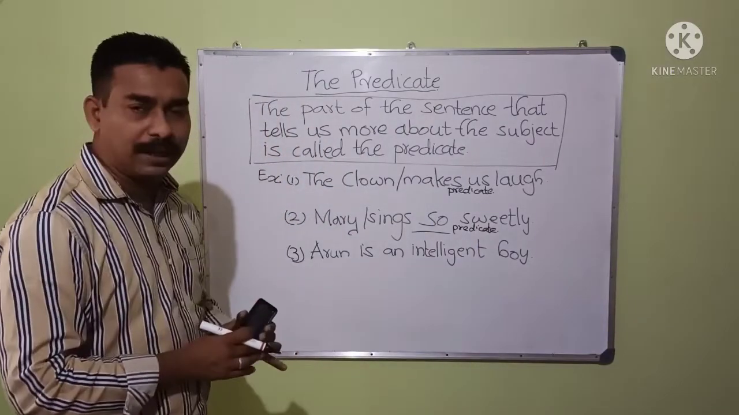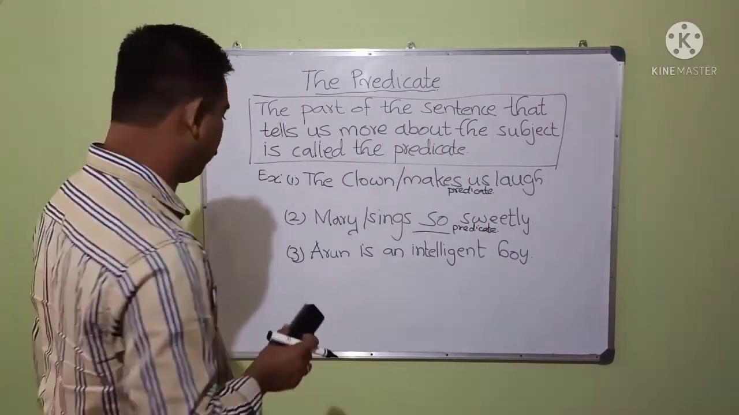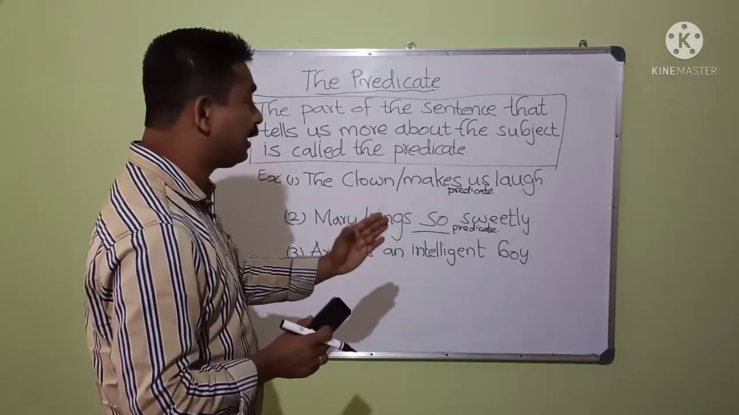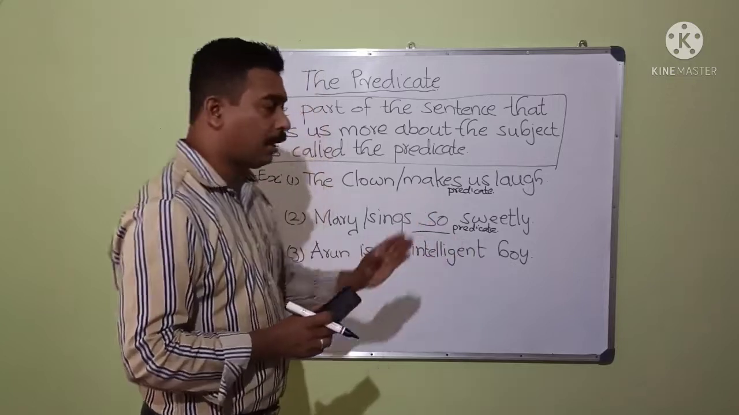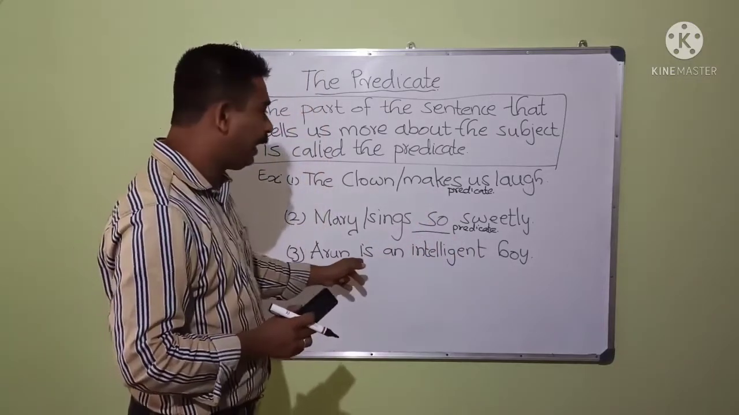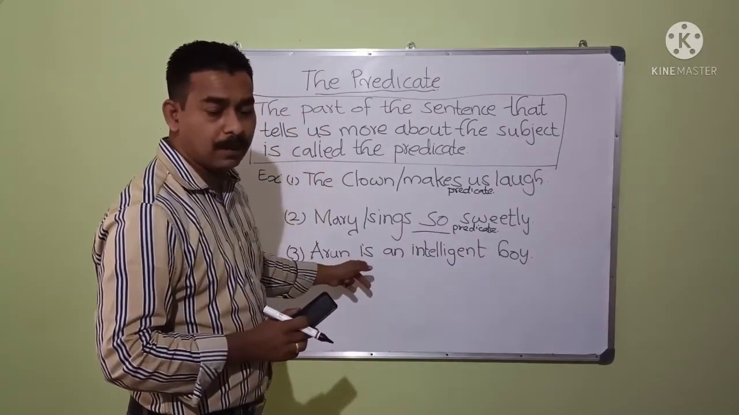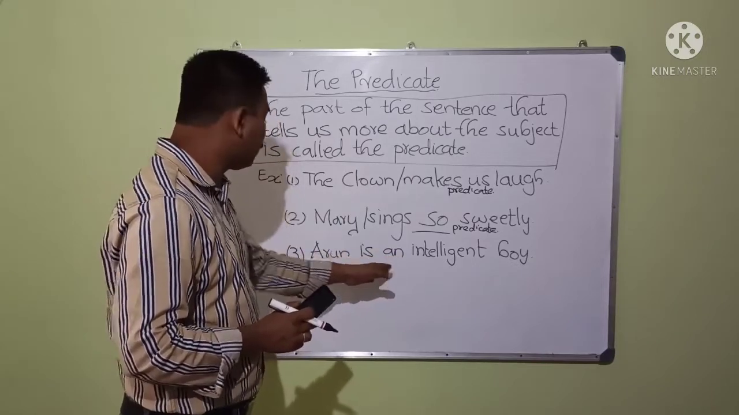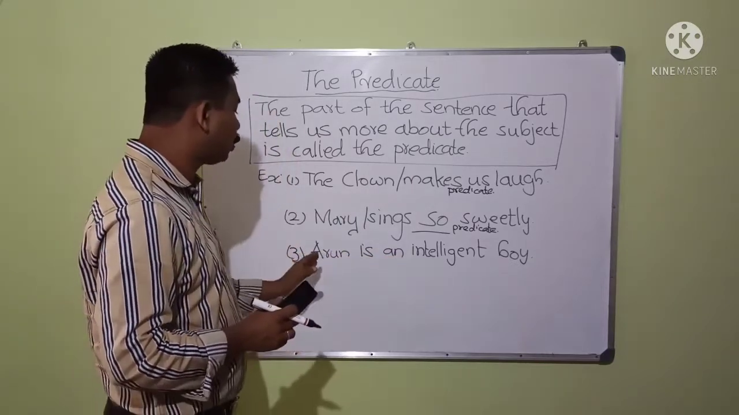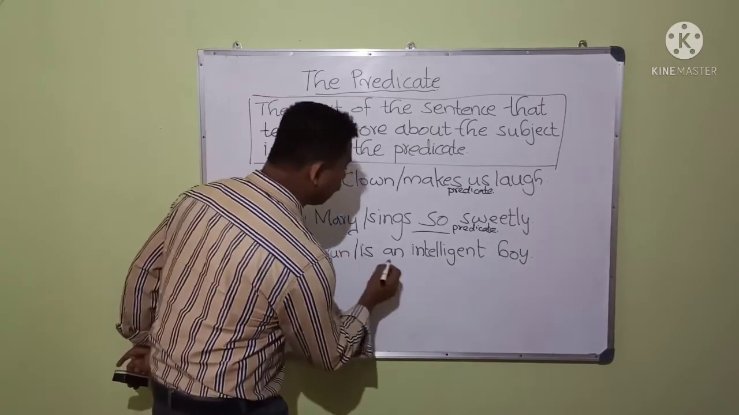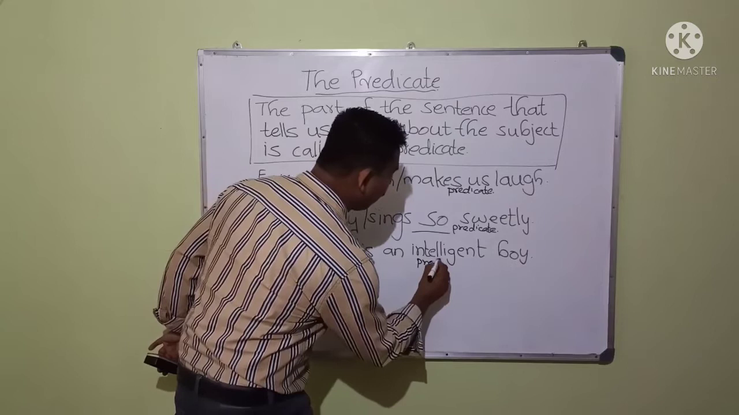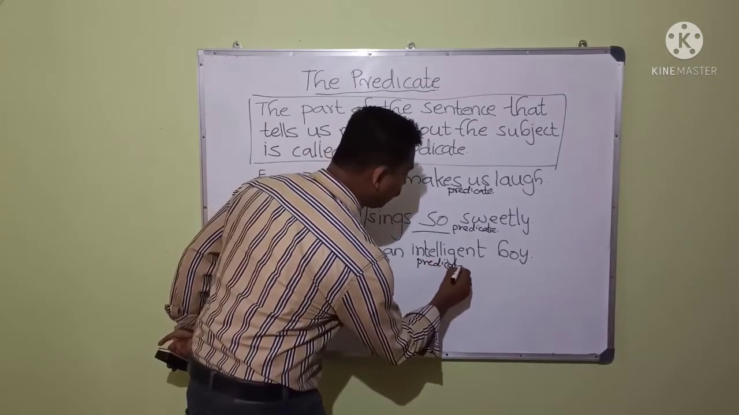Then let's consider the third example. Arun is an intelligent boy. Is an intelligent boy. Here we have four words. These four words are something more to the subject Arun. So, is an intelligent boy is the predicate of the sentence.